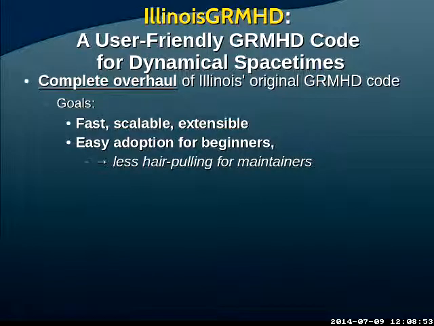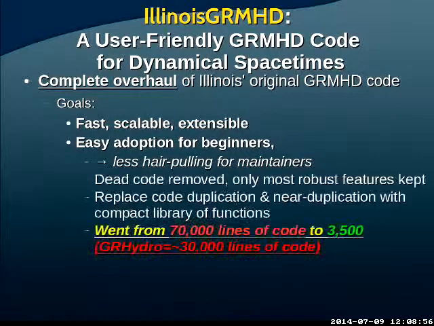As a corollary, simplifying the code makes the maintainer's task much easier. In fact, one of the main selling points has been my removal of piles of dead code and keeping only the features that we've used in our latest, say, 4 or 5 publications. Further, I've rewritten the guts of the code as a library of functions, replacing huge amounts of duplicated and nearly duplicated lines of code with a small number of calls to functions within this library. The net effect of this rewrite, dead code removal, and creation of a library of useful functions is a drop in the number of lines of code from about 70,000 to only 3,500.